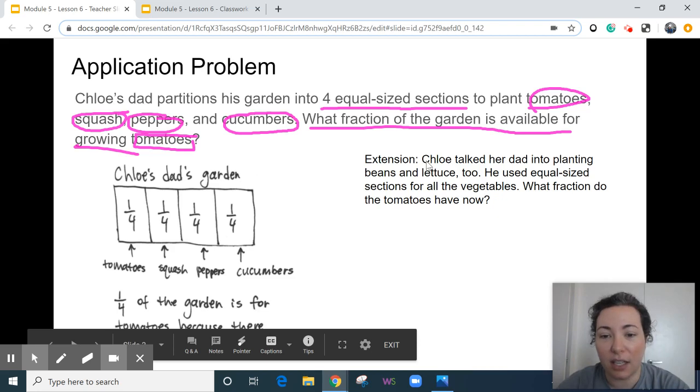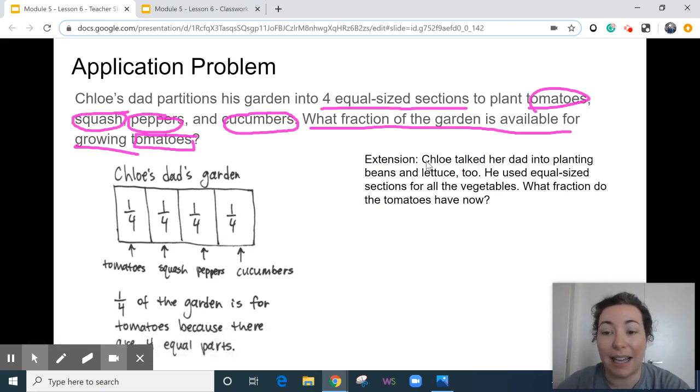Now here we have an extension. Again, you can pause the video after I read it to give it a try. Chloe talked her dad into planting beans and lettuce too. He used equal-sized sections for all the vegetables. What fraction do the tomatoes have now? So go ahead and pause the video, give it a try.